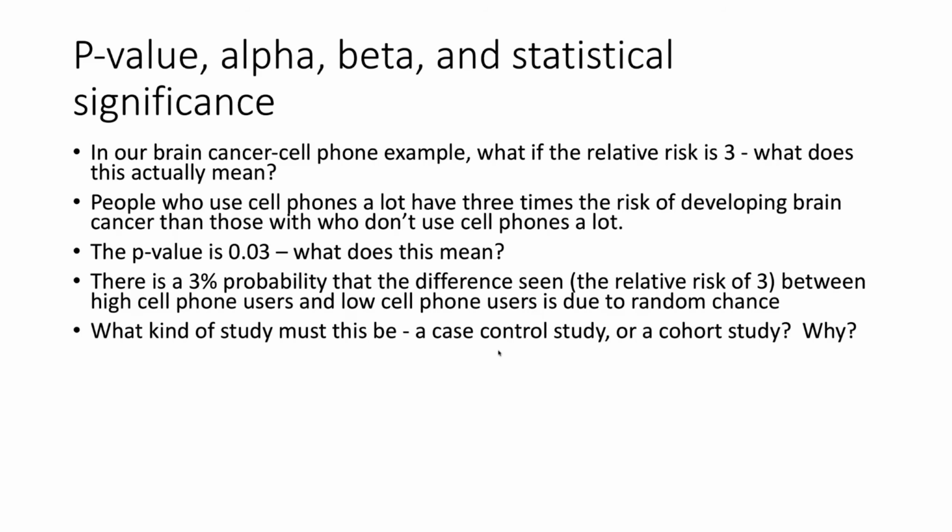Or I would think about it maybe this way. If you did 100 similar experiments, in 3 of them, seeing these exact same results, the differences seen would not be real. They would be due to random chance. In 97 of the experiments, the differences seen would actually be real. In other words, they would not be due to random chance. Patricia, does that help? Yeah, thank you so much.